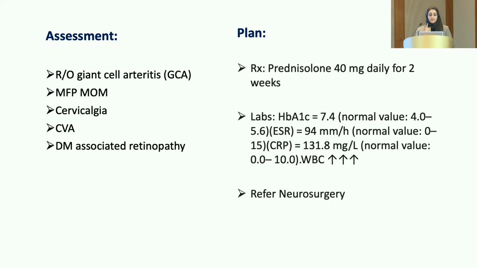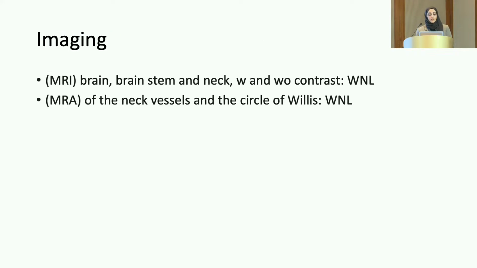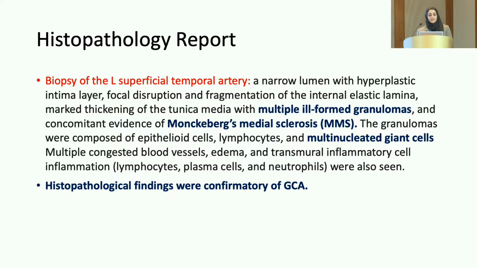So because of the risk of giant cell arthritis, we referred the patient to neurosurgery. They did an MRI of the brain and MR angiogram to rule out any strokes or any problems with the neck vessels. And everything was within normal limits. Then they did a biopsy of the left temporal artery.